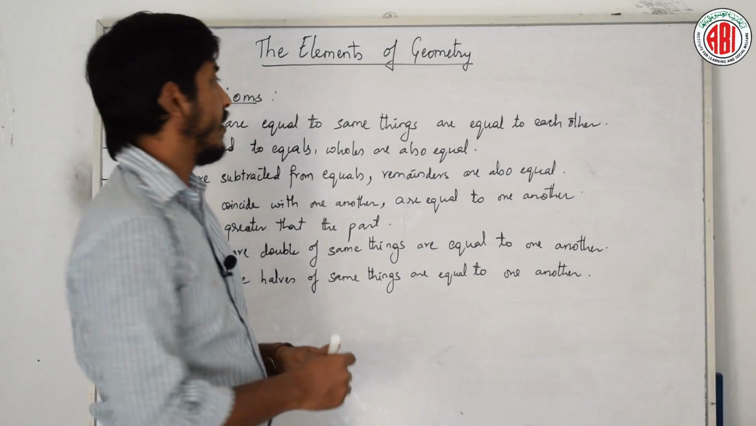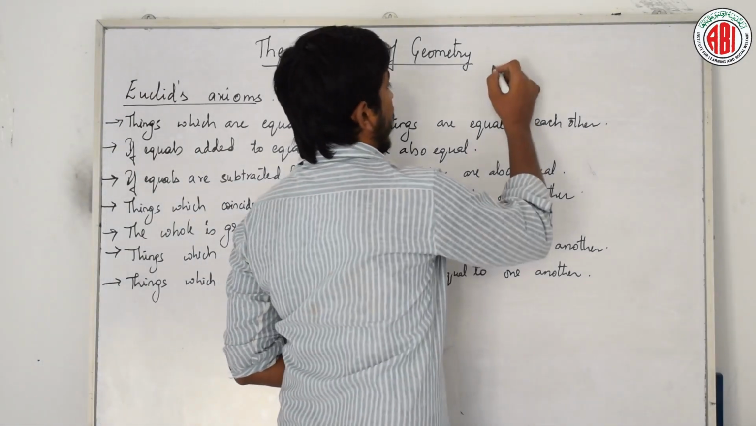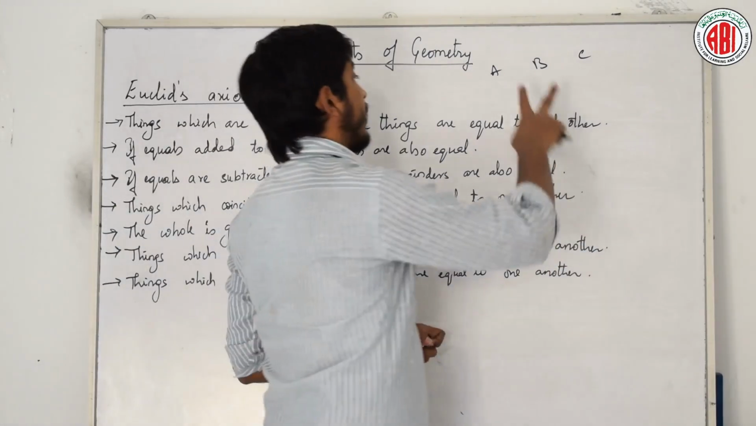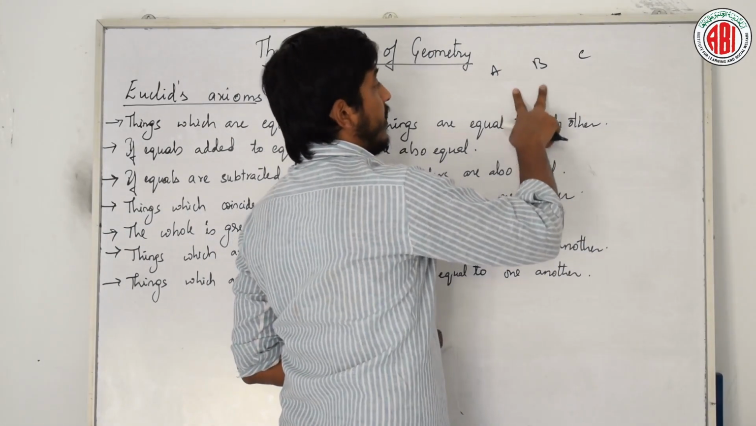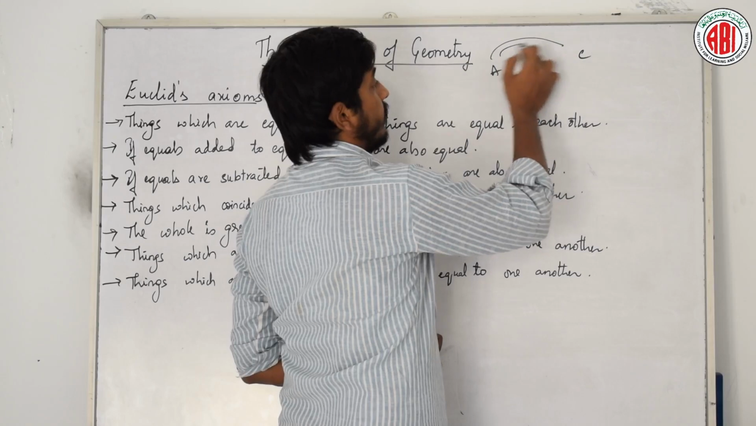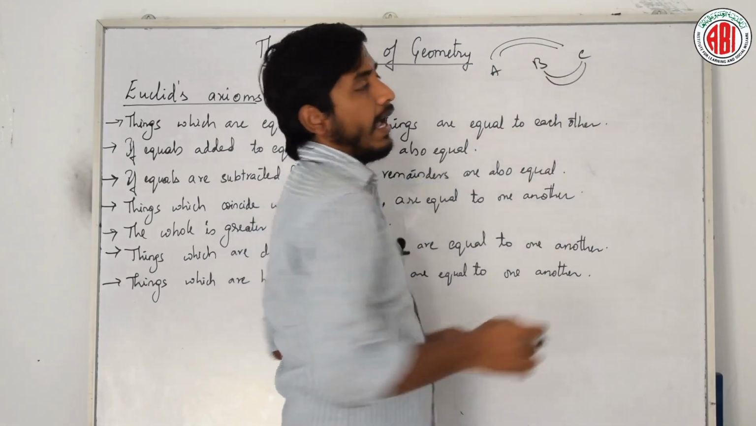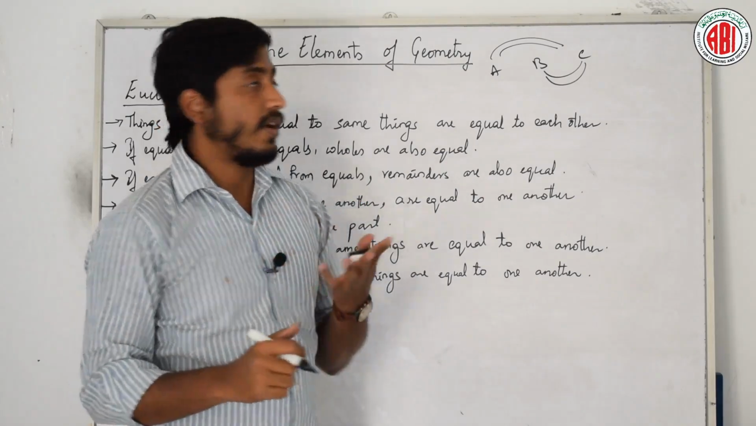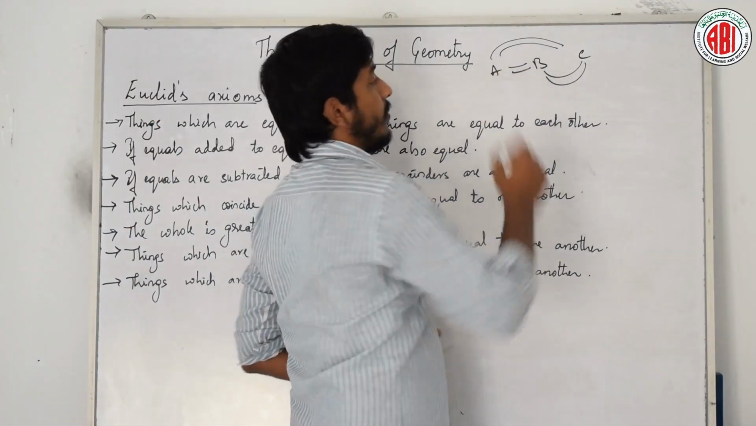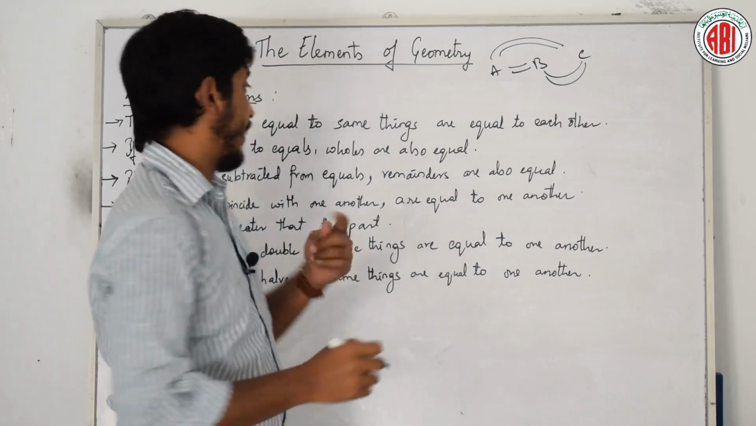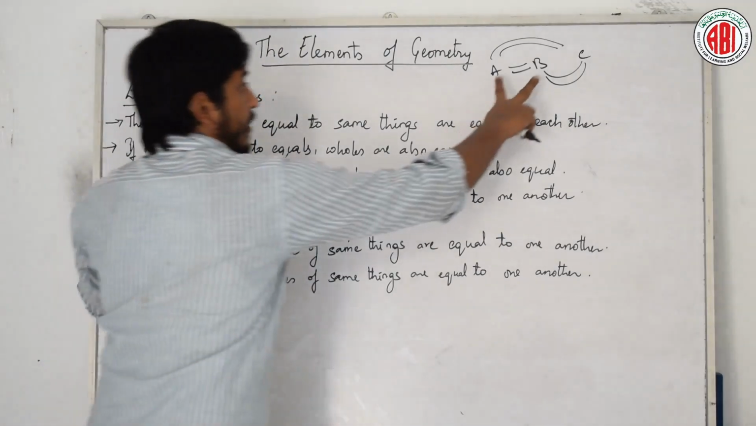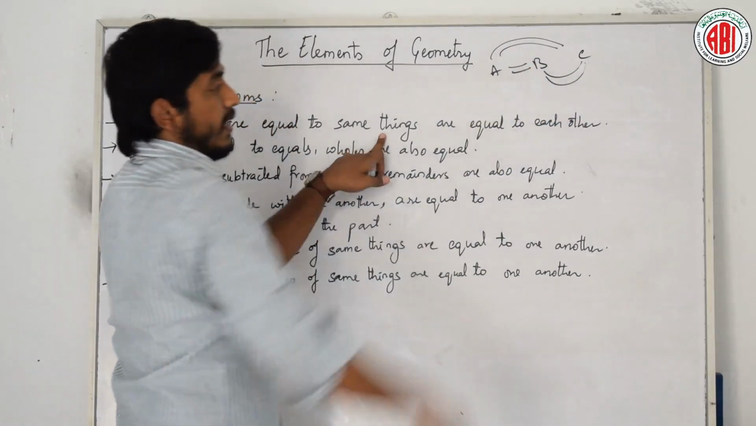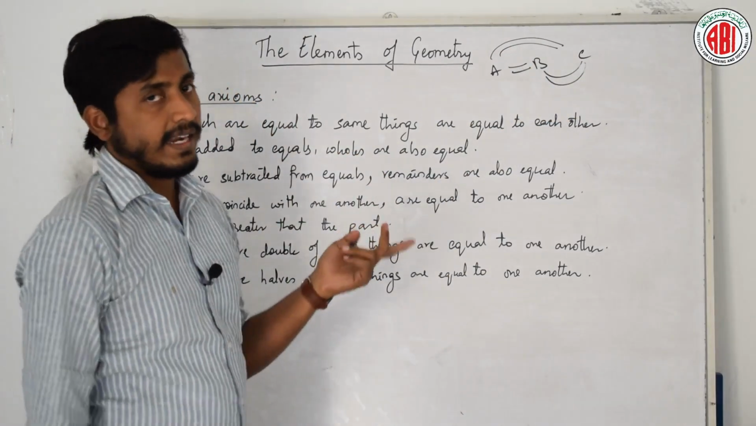What does that mean? For example, I have things A, B, C. I say there are two things A and B which are equal to the same thing. I say that A is equal to C and B is also equal to C. Then obviously A is equal to B. Yes or no? Once again, the things which are equal to the same thing are equal to each other. Did you understand? Fine.